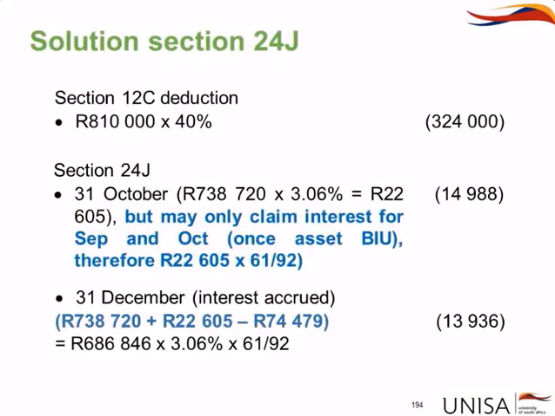Now remember, the question asked us for the implications. Remember, we bought an asset, so don't forget the easy mark of getting the Section 12C deduction. And here's just the 24J that we already had a look at in the timeline.